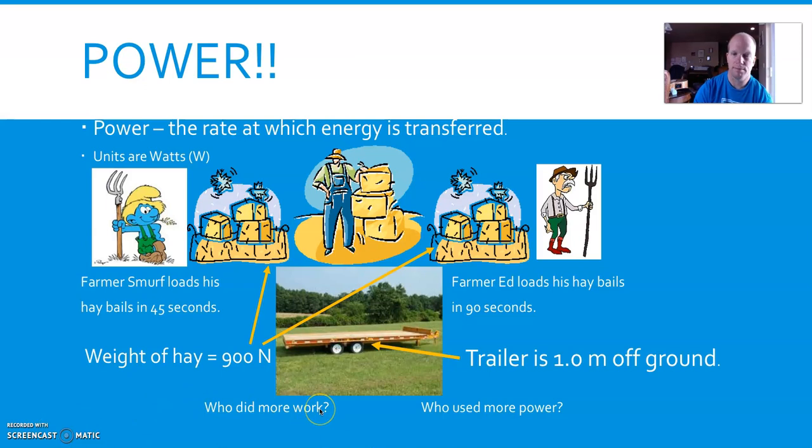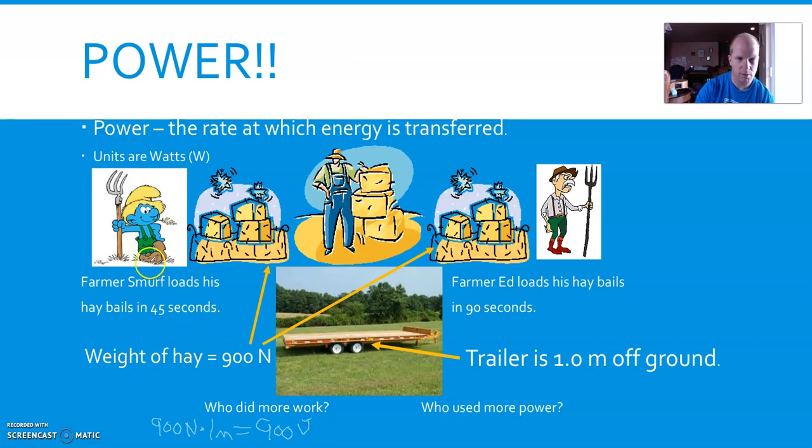Who did more work? Well, if you look at that, we've got this amount of force, right? 900 newtons. And we've got this trailer here that's 1 meter off the ground. So let's do a little bit of math magic here. All right, so that means this. I got 900 newtons. I'll do my best to draw with my mouse here. 900 newtons times 1 meter. And we do the math. Boy, that's easy math, isn't it? That means we've got this, 900 joules.